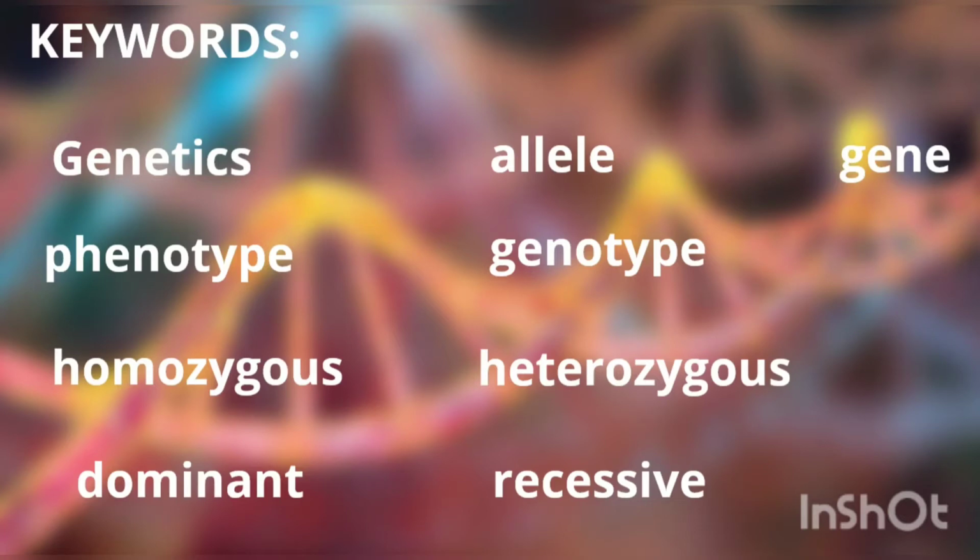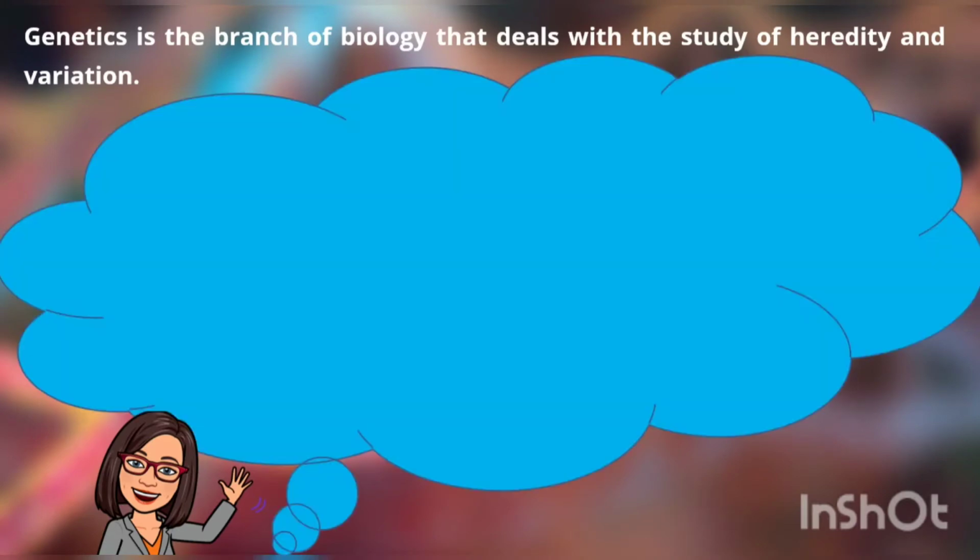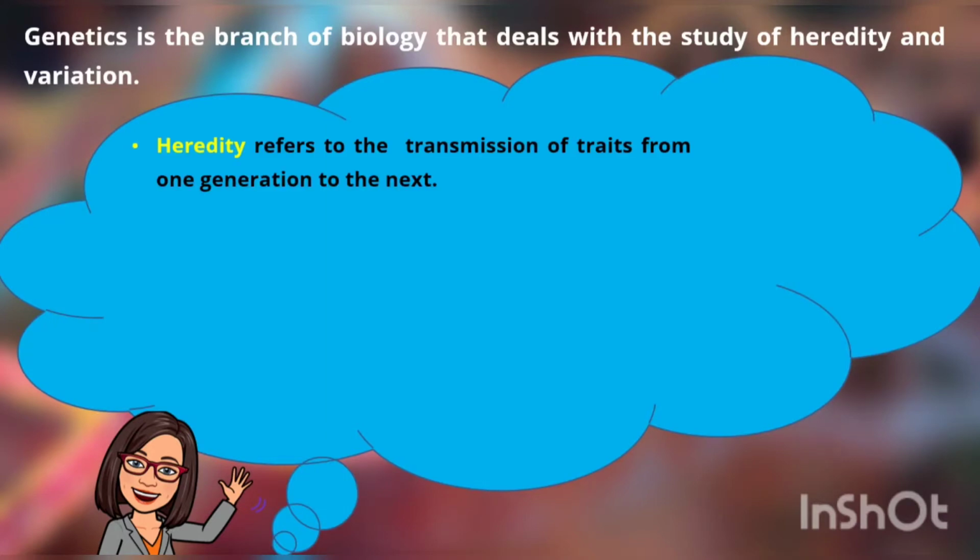So we have genetics, allele, gene or genes, phenotype, genotype, homozygous, heterozygous, dominant, recessive. We will also include the words monohybrid cross and dihybrid cross. Genetics is the branch of biology that deals with the study of heredity and variation. Heredity refers to the transmission of traits from one generation to the next, while when we say variation, it deals with the differences among individual organisms.